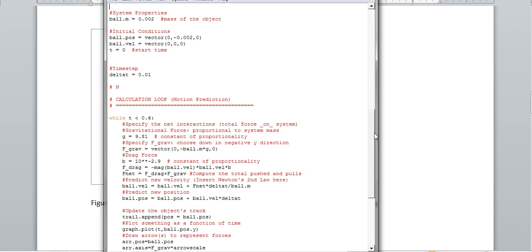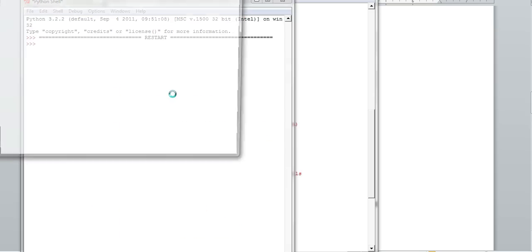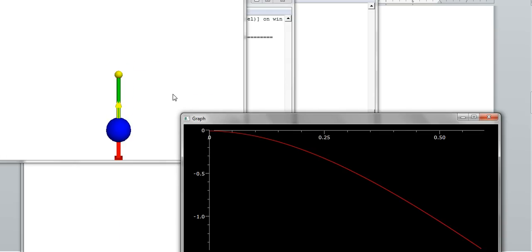Next, I modeled the motion accounting for the drag force. So I have the same specifications, but then I set B, the constant of proportionality for drag, equal to 10 to the negative 2.9, which would determine the magnitude of the drag force. So you can see that the drag force will slightly hinder the motion.